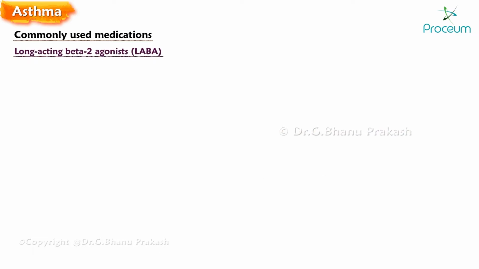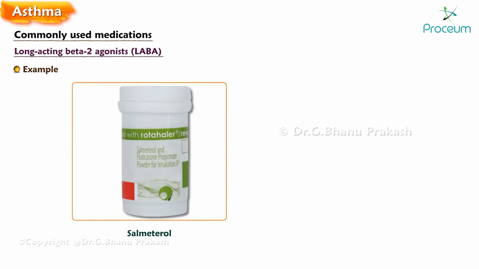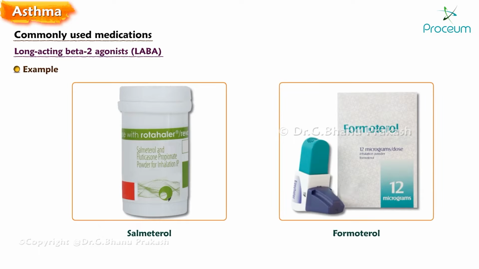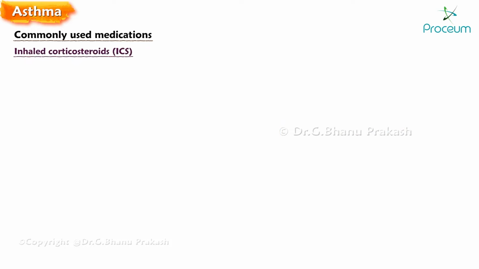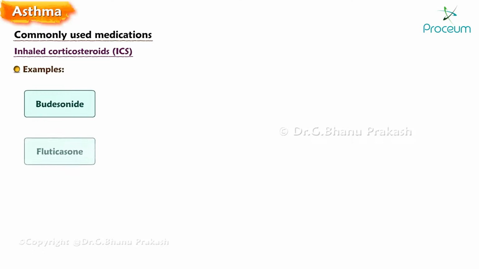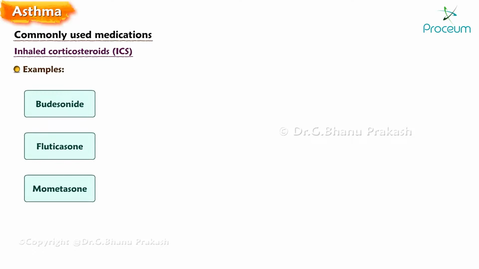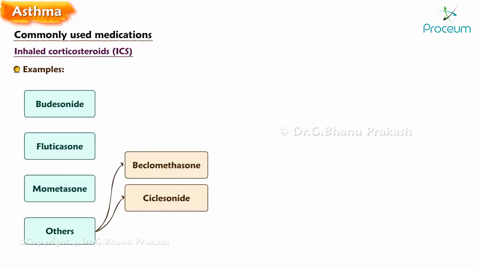Long-acting beta-2 agonist. Example: salmeterol, formoterol. Used in long-term maintenance treatment. Inhaled corticosteroids, ICS. Examples: budesonide, fluticasone, mometasone. Others: beclomethasone, ciclesonide, triamcinolone.